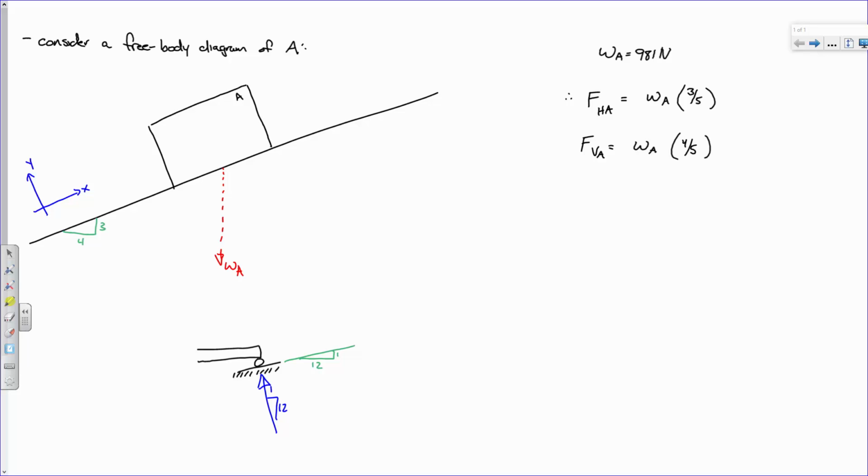Make sense? So the horizontal component is going to be 981 newtons times 3/5. This one's going to be 981 newtons times 4/5. So give me the HA and the VA. Just help me out. 580.6. 784.8.